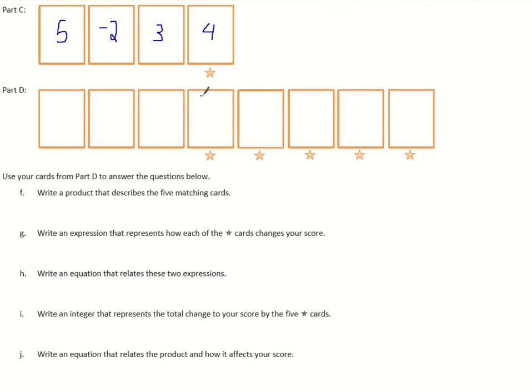And there was a rule that said, hey, the star card here is going to count as 5 cards. So you're going to have 5 of that card, 4. So I'd have my 5, my negative 2, my 3. And then I have my 4 card, but I'd have it 5 times. Part after it says, hey, write a product that describes the 5 matching cards. Well, looking at this, it's honestly pretty obvious. I have 5 cards that have 4, so it'd be 5 times 4. Because I have 5 cards and they're all 4.